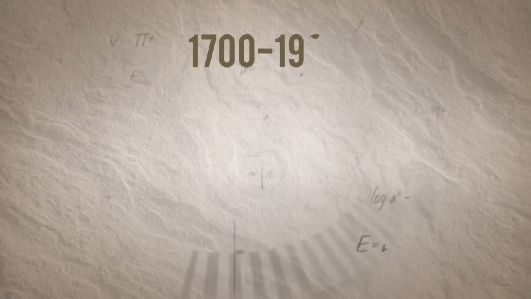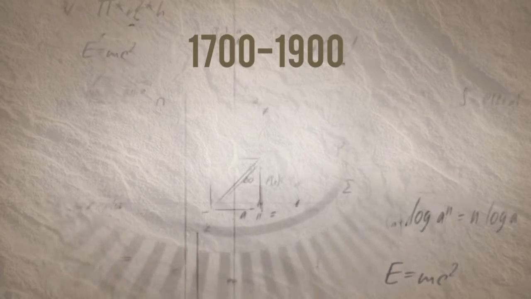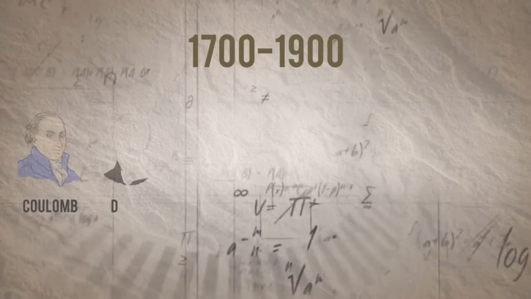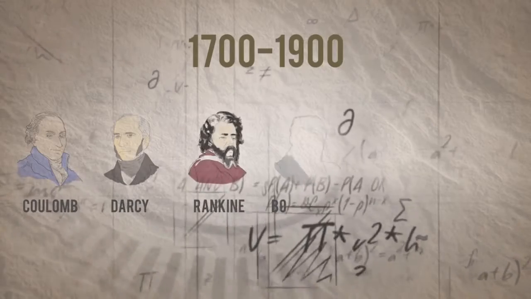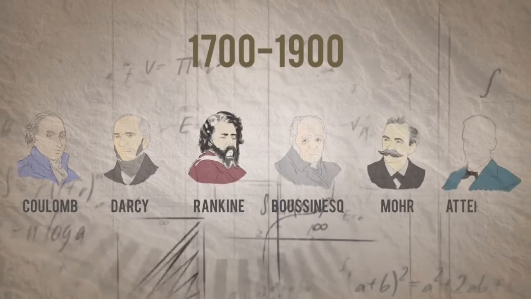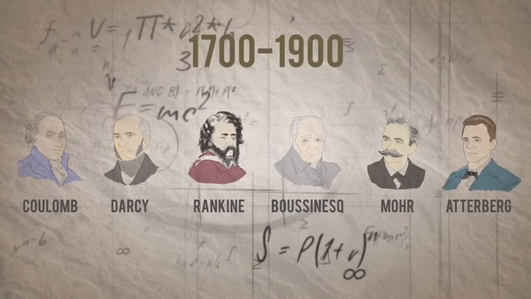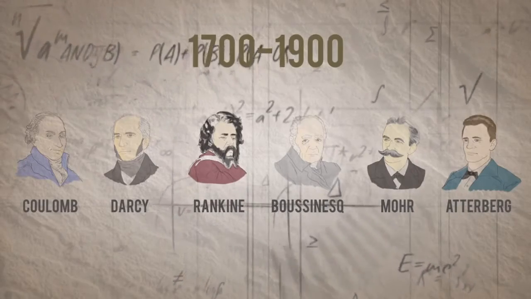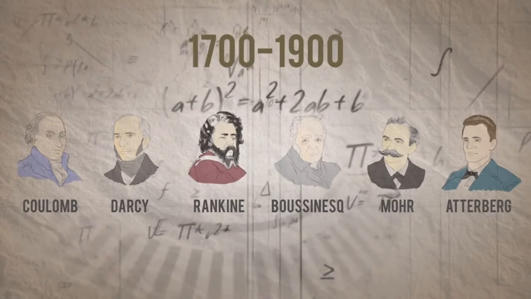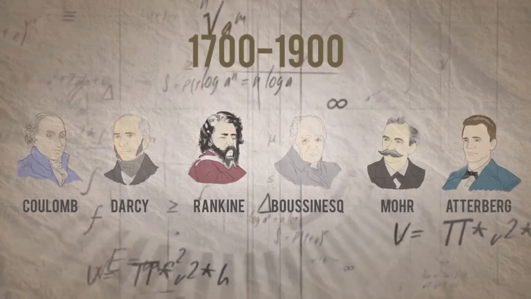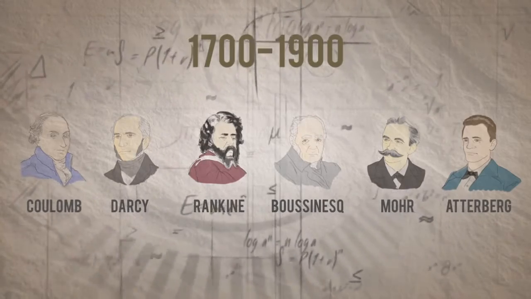From the early 1700s to the early 1900s, scientists such as Coulomb, Darcy, Rankine, Boussinesq, Mohr, and Atterberg published fundamental theories on soil mechanics and water flow through soil. Several prominent organizations and societies were formed in the early 1900s to advance this field of civil engineering.